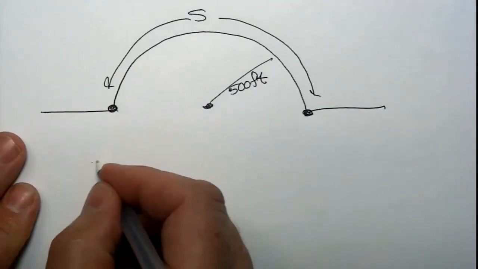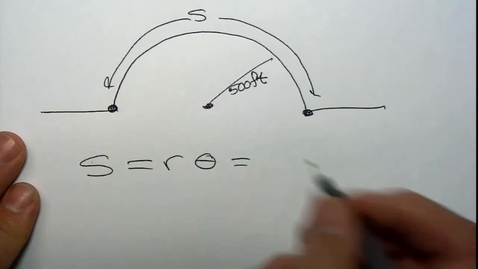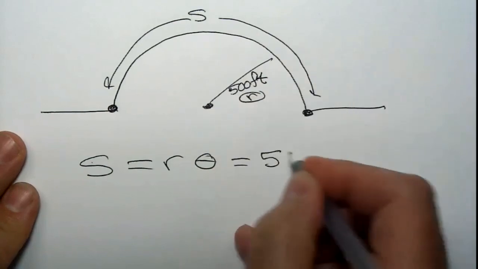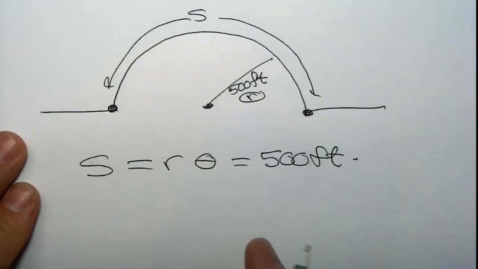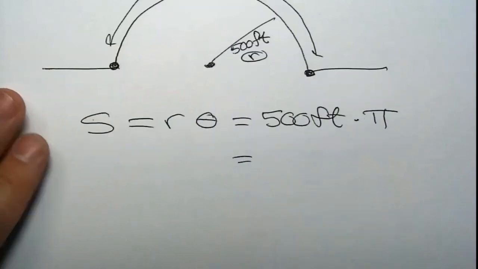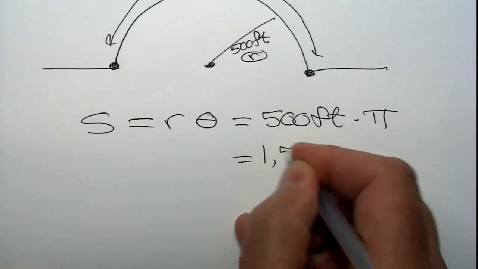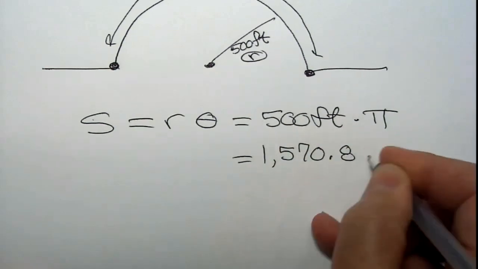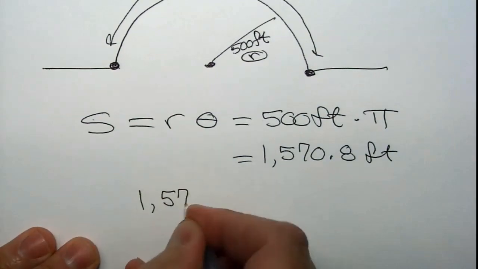Well, formula for arc length is r theta. Okay, so what's r? We got it right here. What's theta? Theta is half a circle. That's pi. So how many feet around the bend there, around our traffic circle? That would be 500 times pi. So I'm calculating that for you right now. 1,570.8 feet.